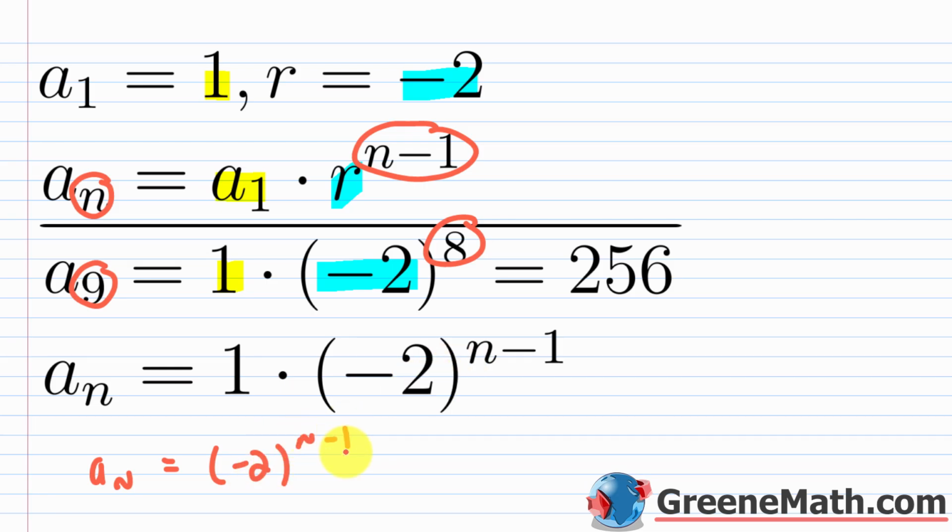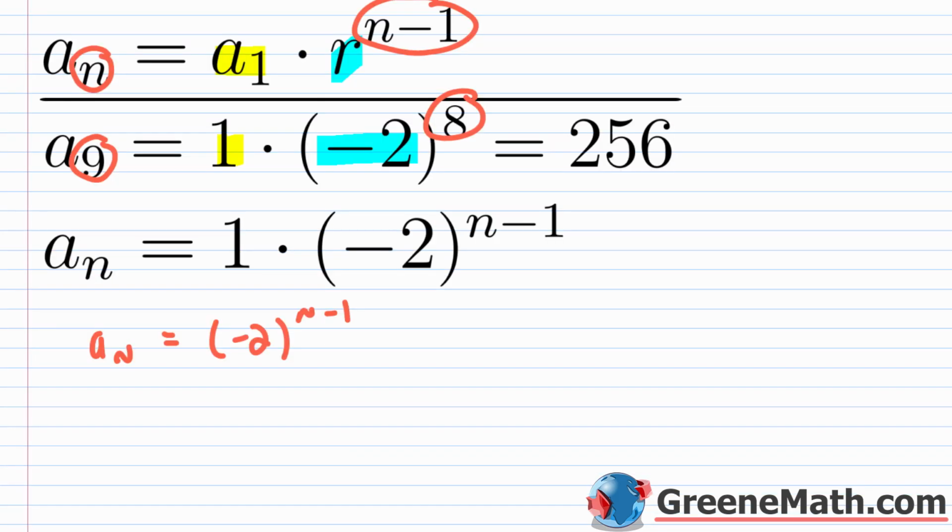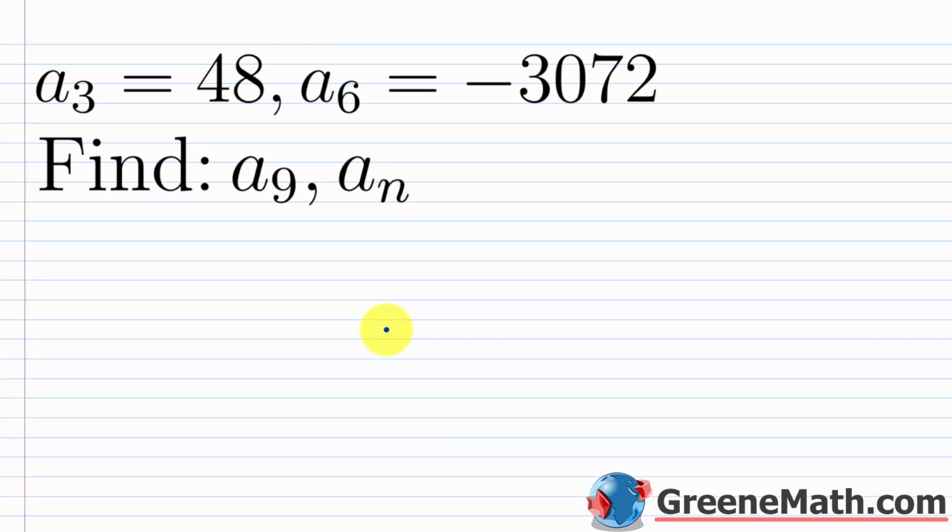And where this comes in handy is if you have, let's say, a question that asks for something like a sub 12. Well, all you have to do is just plug in. So you just say that this is equal to -2 raised to the power of, we know 12 minus 1 is 11, and just key this into the calculator, and that would give you -2048. So if you have a few of these you need to do, calculating the explicit formula first is probably the way to go. All right, let's take a look at another example.